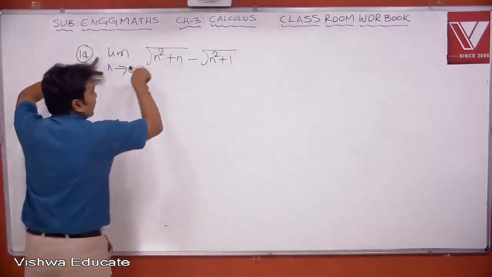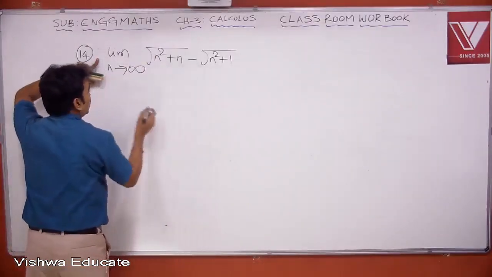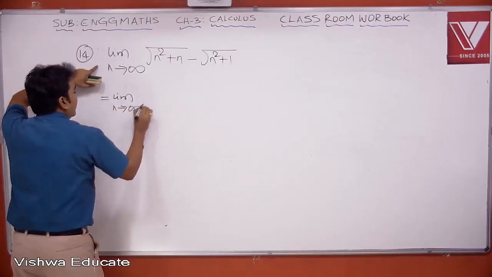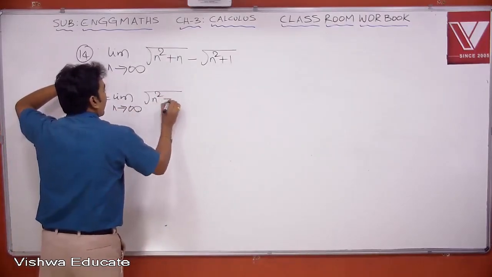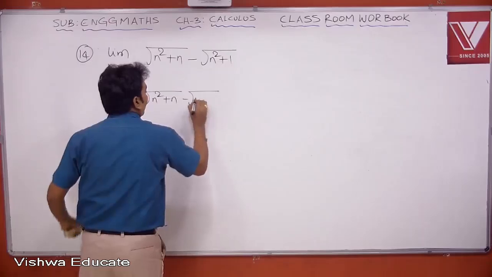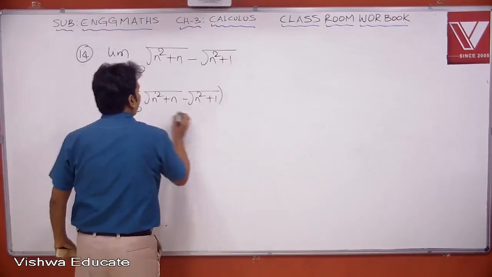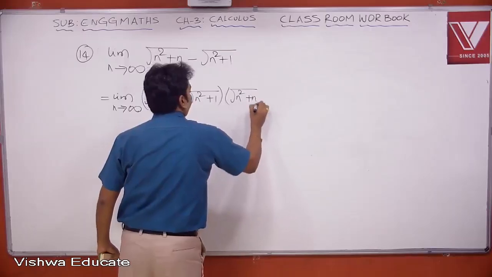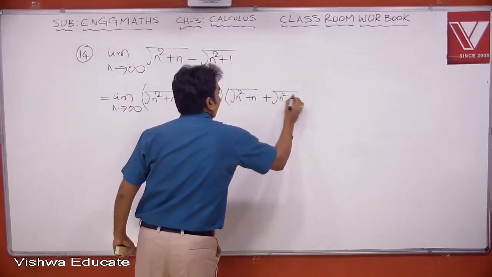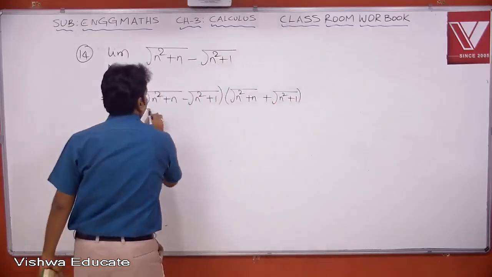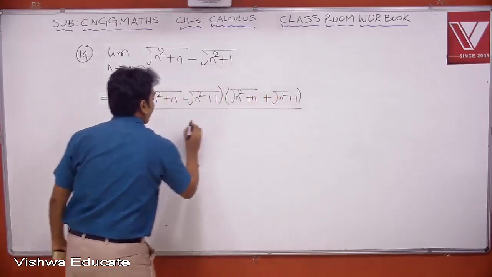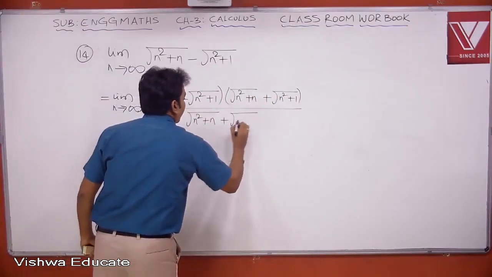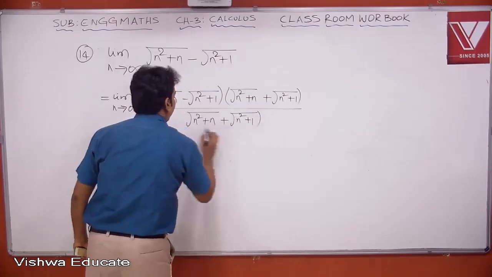Now this is similar to the previous question. Rationalize this. This is equivalent to limit n tends to infinity of square root of n square plus n minus square root of n square plus 1. Multiply this with its rationalizing factor, square root of n square plus n plus square root of n square plus 1, divided by the same.